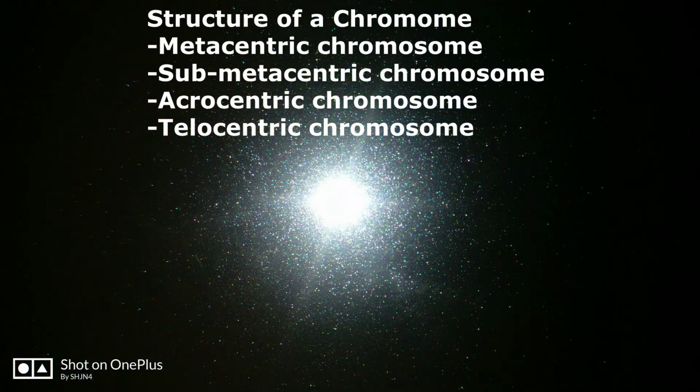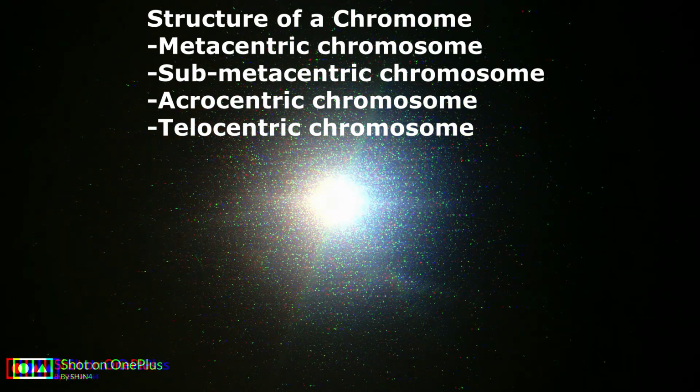Submetacentric chromosome. The centromere is present slightly away from the center of the chromosome or nearer to one end of the chromosome. As a result, the chromosome is divided into one shorter and one longer arm. They appear L-shaped during anaphase.